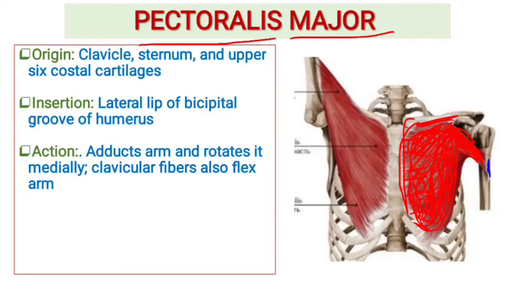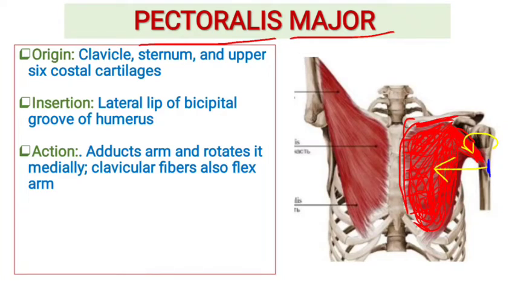So the movements that can occur are, of course, adduction of the arm or adduction of the shoulder. Okay, so this is movement going towards here. You also have internal rotation, which makes sense because it attaches to the lateral side of your humerus. Therefore, when the origin pulls on it, it can rotate your humerus inwardly.